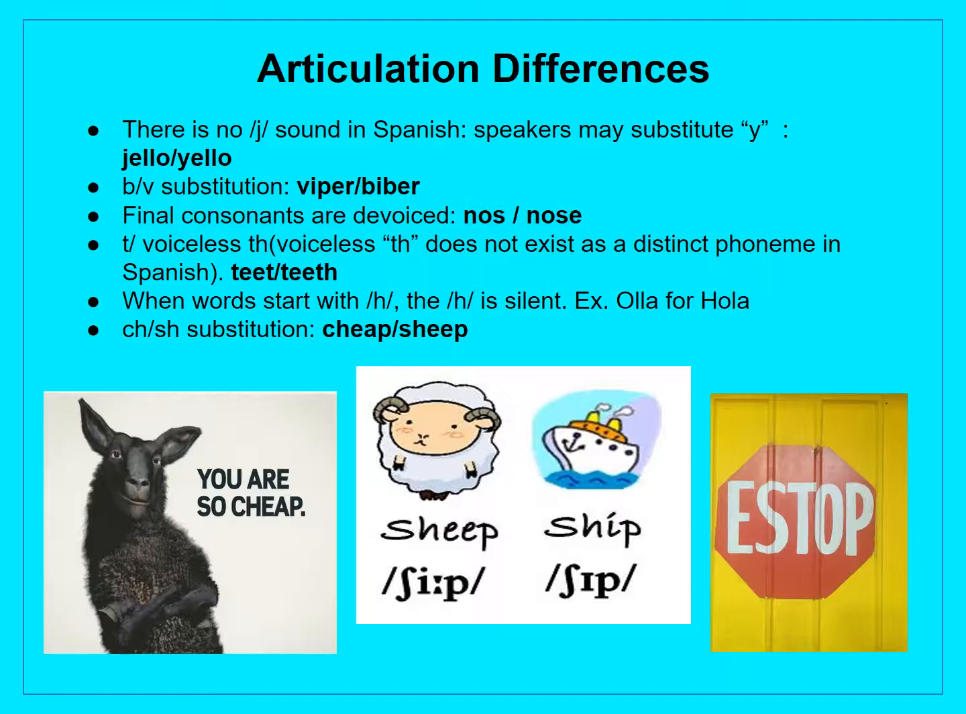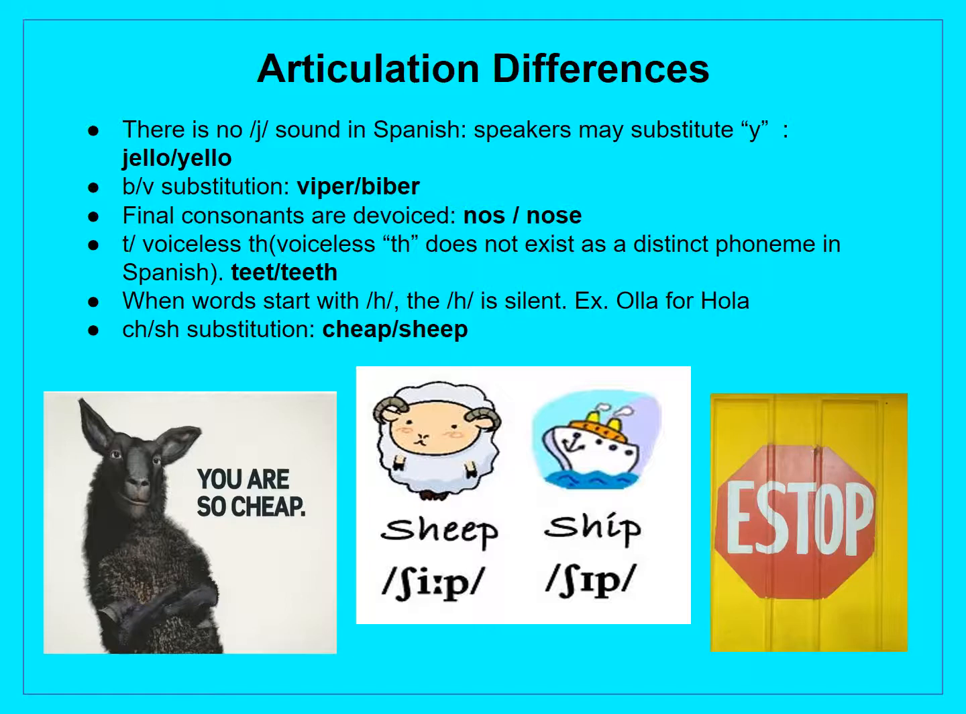Next, the TH is voiceless. The TH, th, does not exist as a distinct phoneme in Spanish. The sound of the voiceless TH does not exist in Spanish. An example of a Spanish speaker would be, tees, in English we would say teeth.